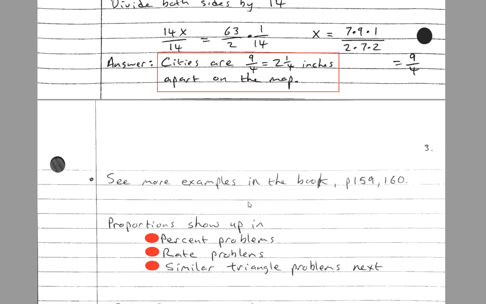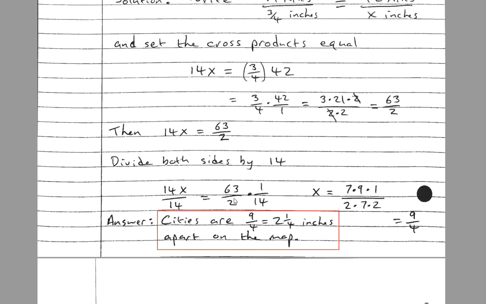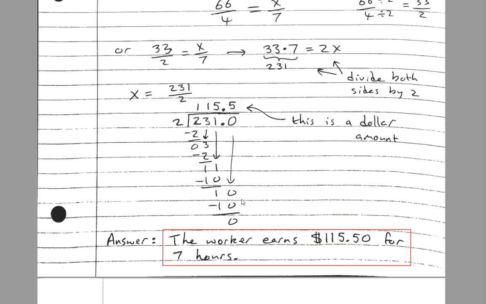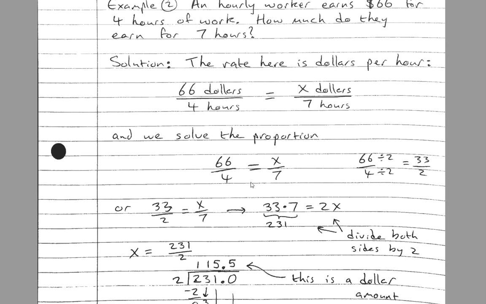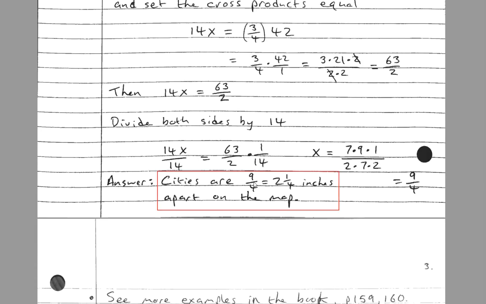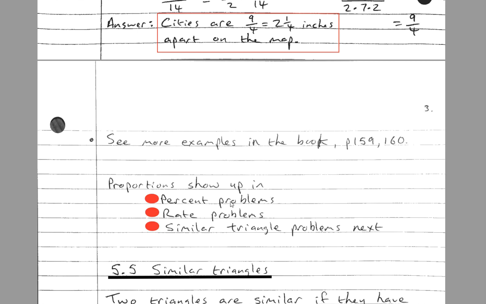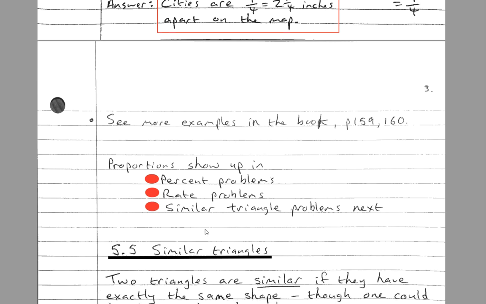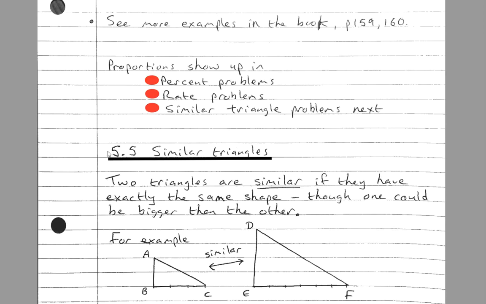All right, so all the questions we've been doing recently, they all come down to solving proportions like this. We've looked at percent problems, so A over B equals P over 100. We've just looked at rate problems. There's one more place where these proportions naturally show up. That's similar triangle problems, so some triangle geometry. Let's look at that next.